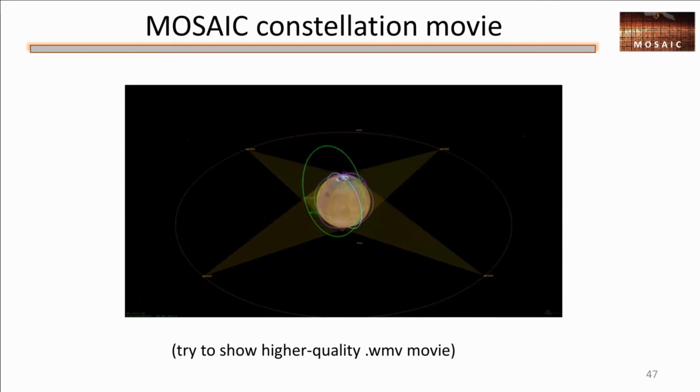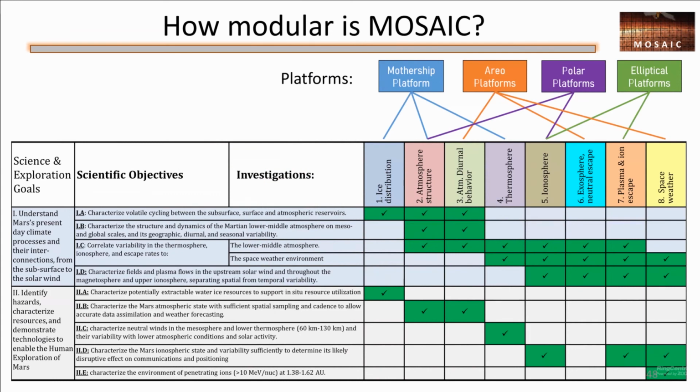So you can see that coverage there. An important question that we wanted to ask ourselves was, how modular is MOSAIC? Because this is a big concept with a lot of different pieces to it, and it's important to know which pieces of it you potentially lose and how acceptable that might be from a science perspective if you were to descope different pieces of it.